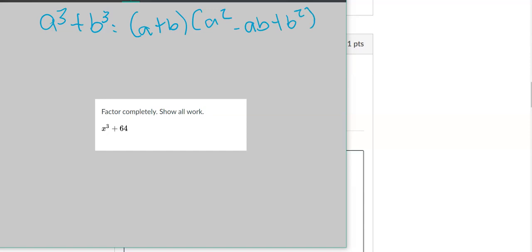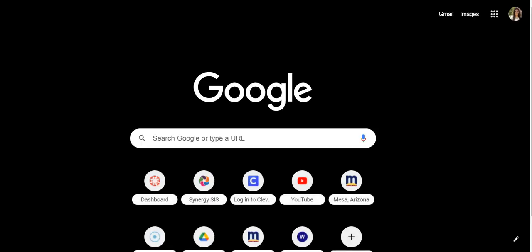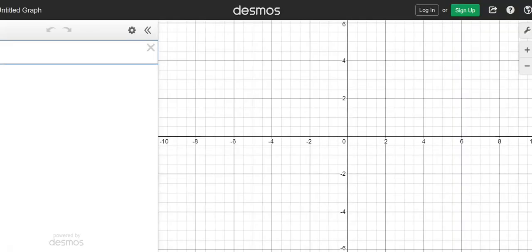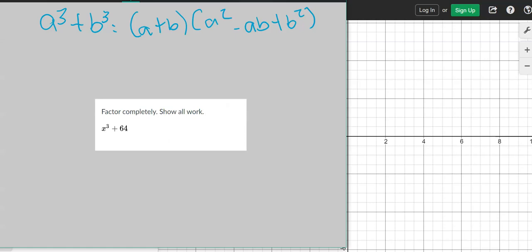plus b squared. So what I want to do over here is figure out my cube roots of each. I know the cube root of x cubed is x, but if I don't remember the cube root of 64, I can go to Desmos. If I type in C, B, R, and then the letter T, it'll give me the cube root symbol. I type in 64, and it tells me this is 4. So if I go back over here, I now know this is x cubed plus 4 cubed. So I can plug in x for a and 4 for b.